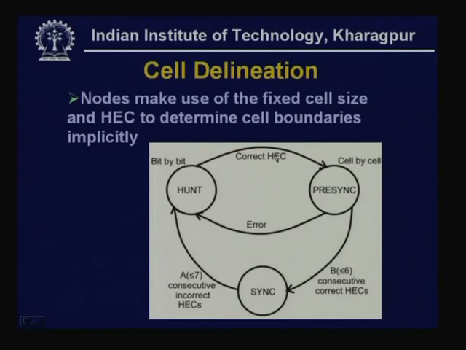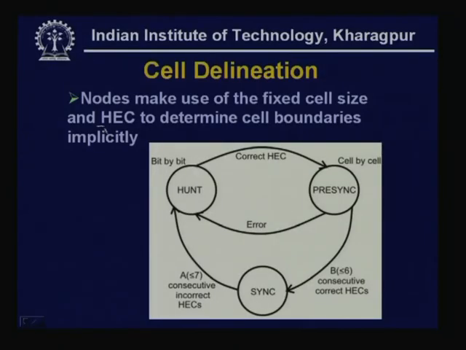Now, the nodes make use of fixed cell size and HEC to determine the cell boundaries implicitly. One important feature of cell switching is that there are no flag bits to identify the beginning or end of a cell. So, how can the beginning or end of a cell be identified? That is also done with the help of these header error control bits in an implicit manner, with the help of cell boundaries.